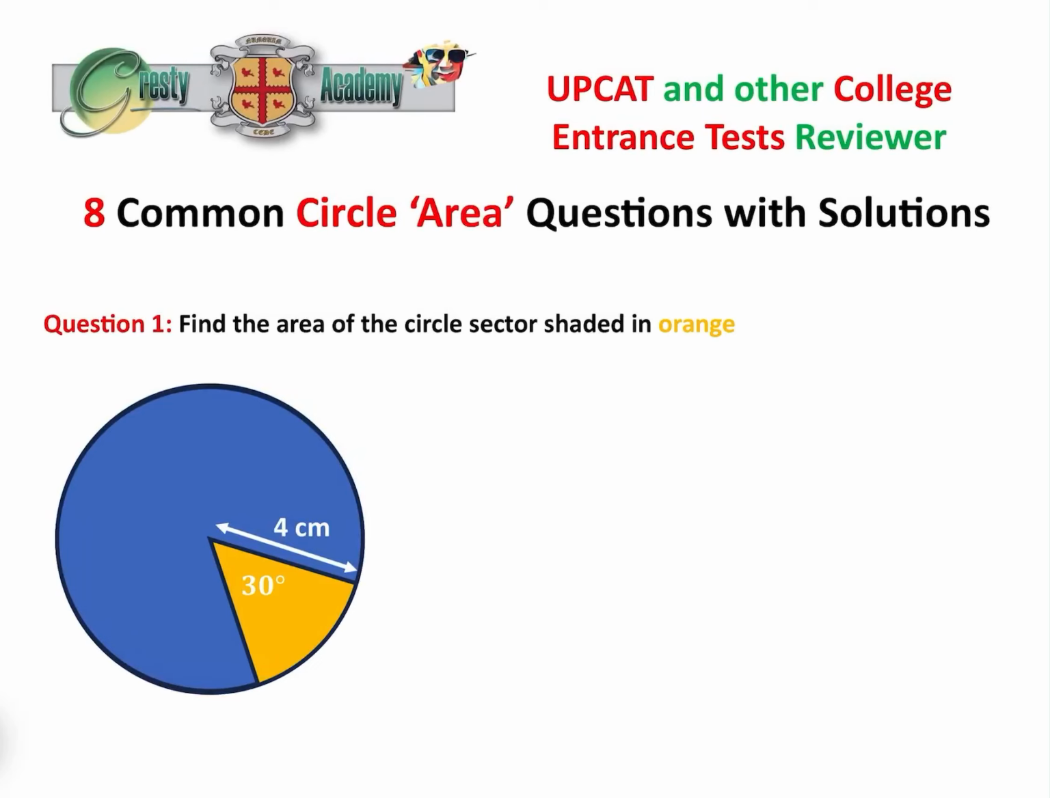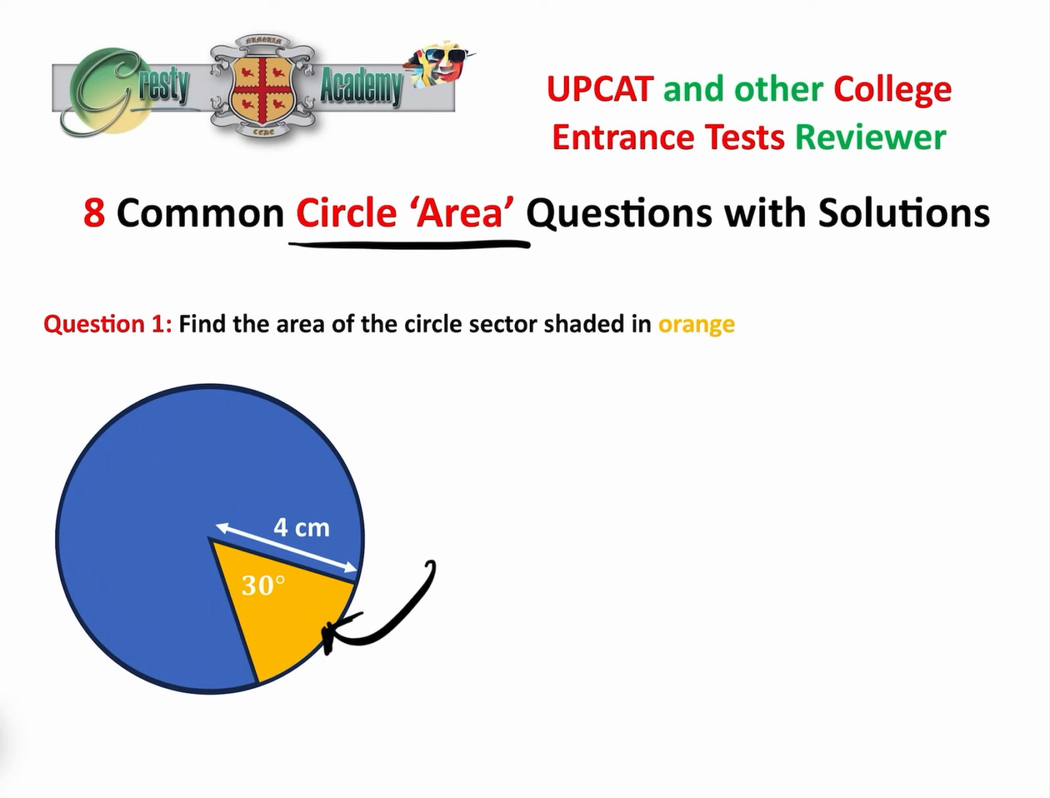Okay, welcome to the college entrance test reviewer on common circle area questions. Now these are an absolute mainstay of all college entrance tests, and if you know your stuff, they're not that hard. You just have to focus on the question and make sure that you use the right units and answer the question as they ask it. So question number 1, find the area of the circle sector shaded in orange.